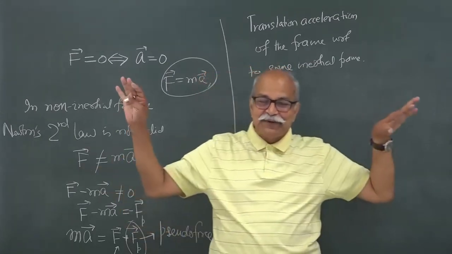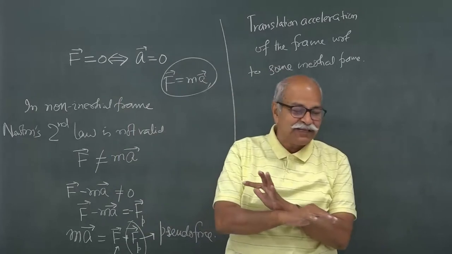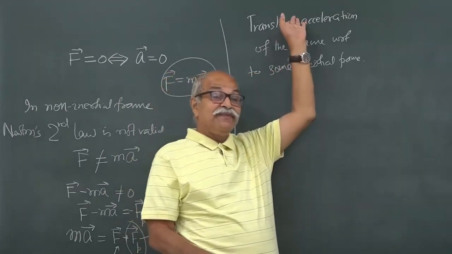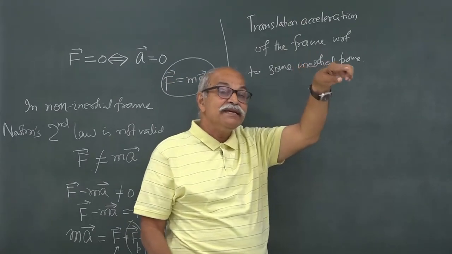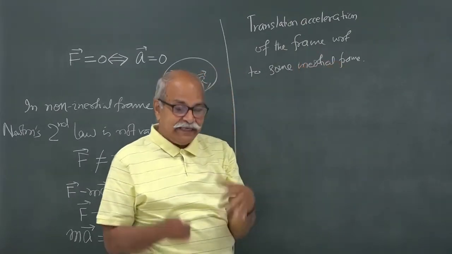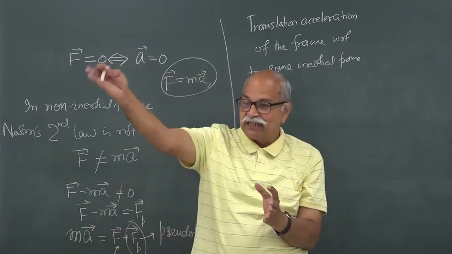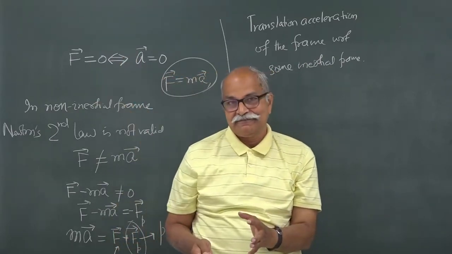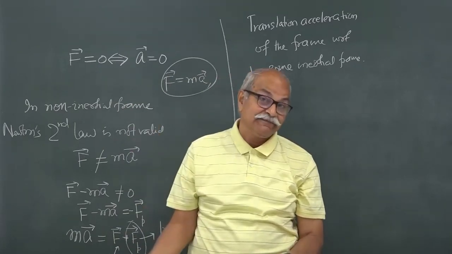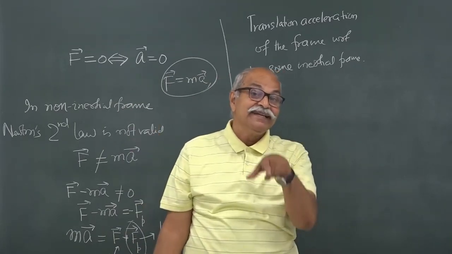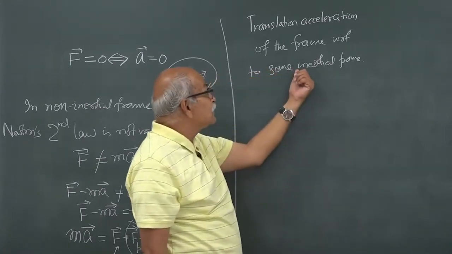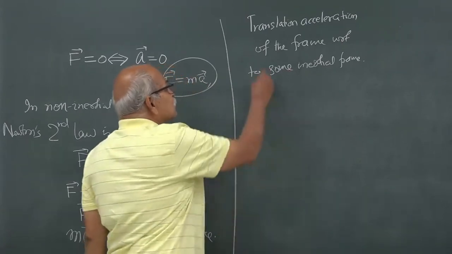Anyway, suppose we do have an inertial frame of reference, and then there is some non-inertial frame. That non-inertial frame will be accelerated with respect to this inertial frame, because any frame which is moving with uniform velocity with respect to an inertial frame is also an inertial frame. So if it is non-inertial, it has to have an acceleration with respect to some inertial frame.